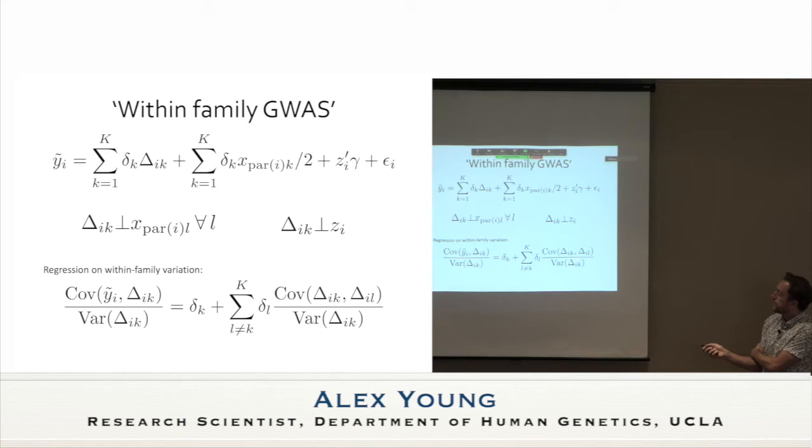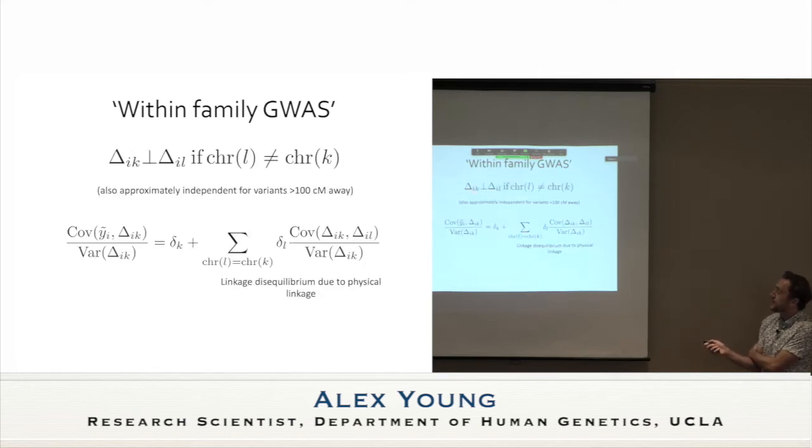And then we might wonder, are we picking up the causal effects of other SNPs due to linkage disequilibrium? The answer is yes, but not as much as in standard GWAS. The segregation genotype at SNP K is independent of the segregation genotype at SNP L if SNP L and SNP K are on different chromosomes. This is because chromosomes segregate independently within a family. So there's no correlation for this within-family segregation, this deviation around the expectation given the parents, across chromosomes.